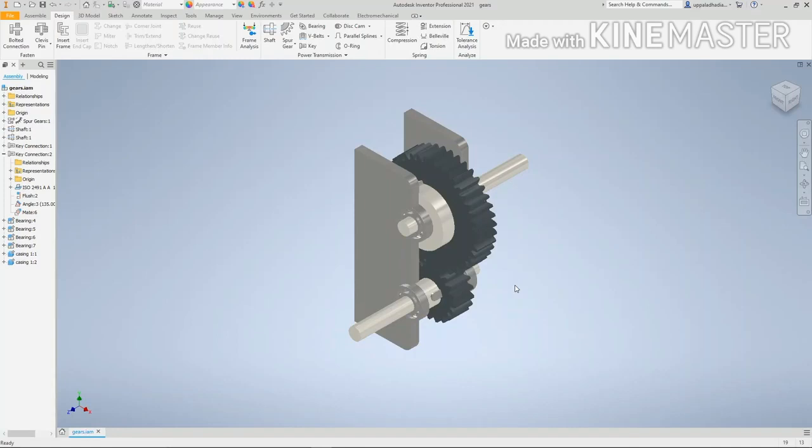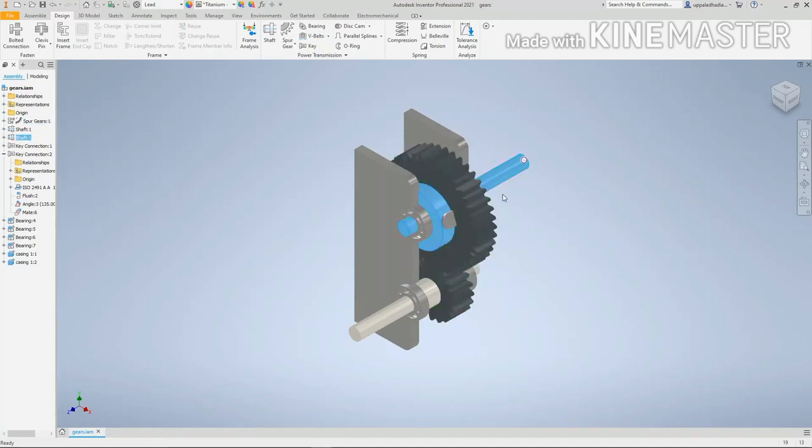There is only one gear mounted on each shaft. We can see this is the shaft and this is the gear, and this large gear is mounted on this single shaft. So this is the simple gear train. Then the compound gear train: in this type, two or more gears are mounted on a single shaft. So we can see in a compound gear train that two or more gears can be mounted on this shaft.